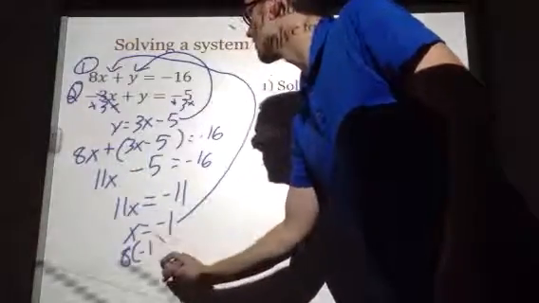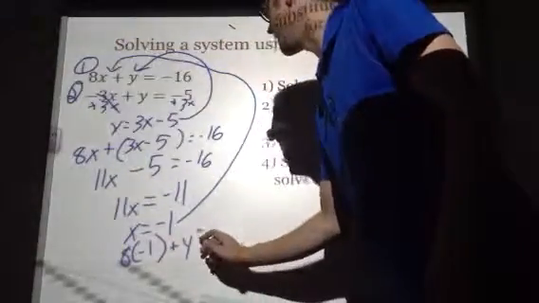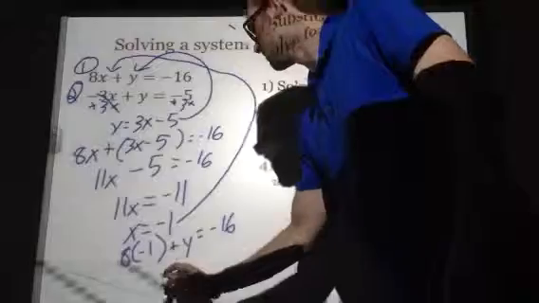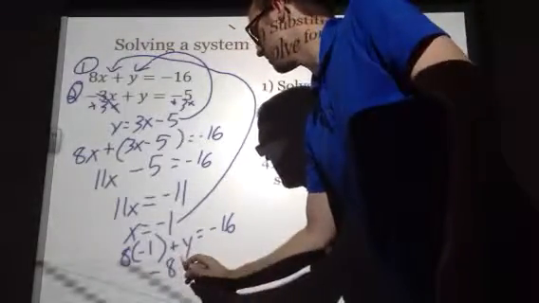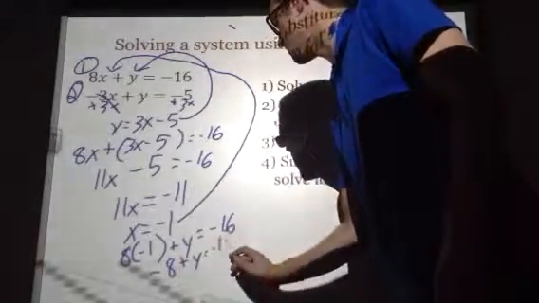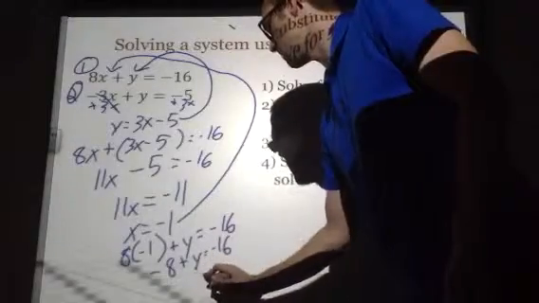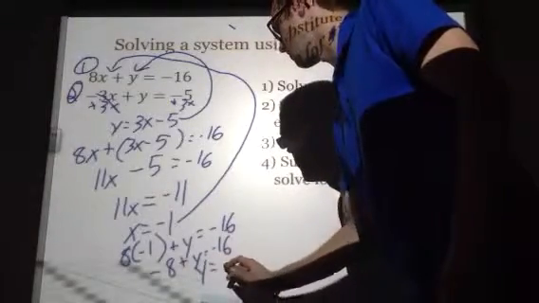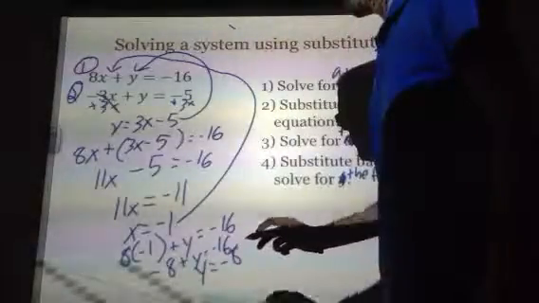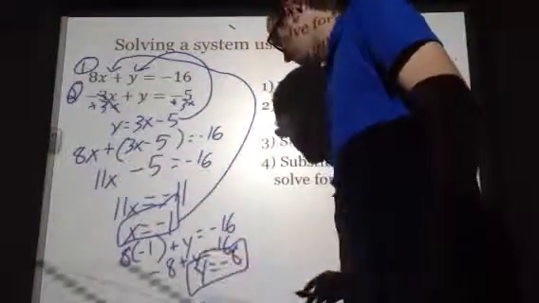So 8 times -1 plus y equals -16. So 8 times -1 is -8, plus y equals -16. Add 8 on both sides, and y is going to equal -8. Okay? So we know what x is, we know what y is.